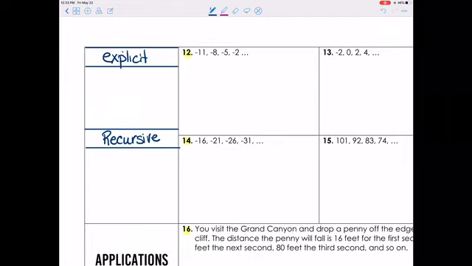All right, on the previous page, we talked about writing the explicit form by saying A sub n is equal to D, the common difference, times n minus 1 plus the first term of the sequence.